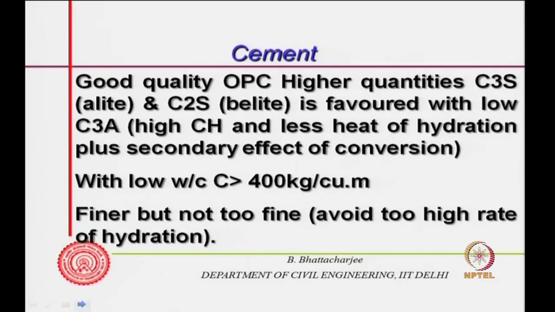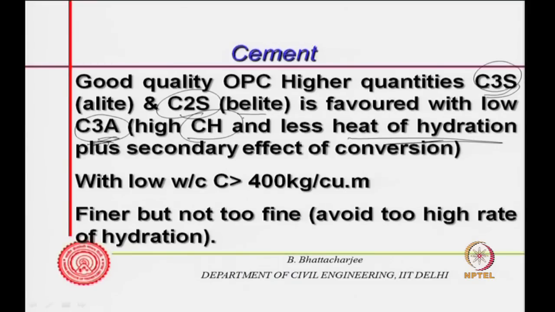Cement should be good quality OPC, preferably with a higher quantity of C3S and C2S and low C3A, because this will ensure higher CH formation and less heat of hydration. C3A is the one responsible for heat of hydration; it has the highest heat of hydration. So, heat of hydration will be reduced if I have less C3A, and this would generate a lot of calcium hydroxide, which can react with the pozzolanic material to improve the properties altogether.